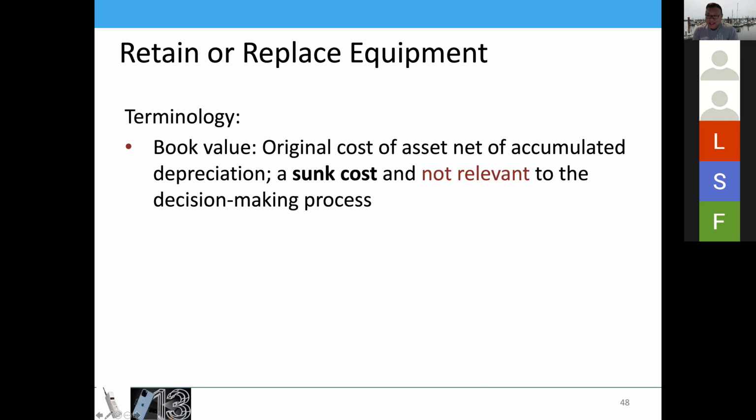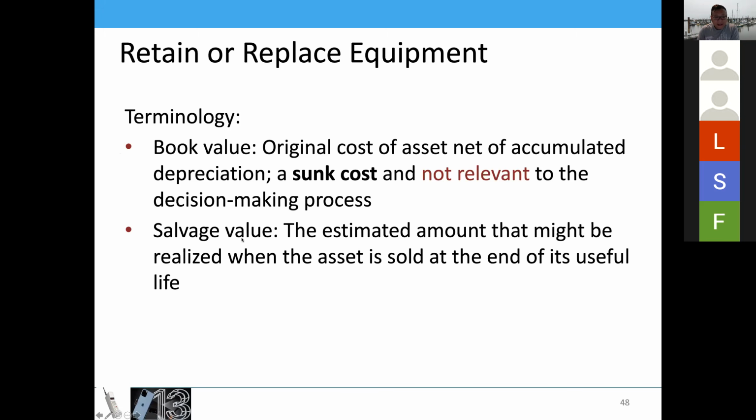Remember, what's the decision? The decision is, should I retain this old equipment or buy a new equipment? So the book value is really irrelevant, because you are capturing whatever value is left from what you initially purchased, and that's already purchased. What is the salvage value? Salvage value is the amount of money you are expecting to receive if you sell it at the end of the useful life.